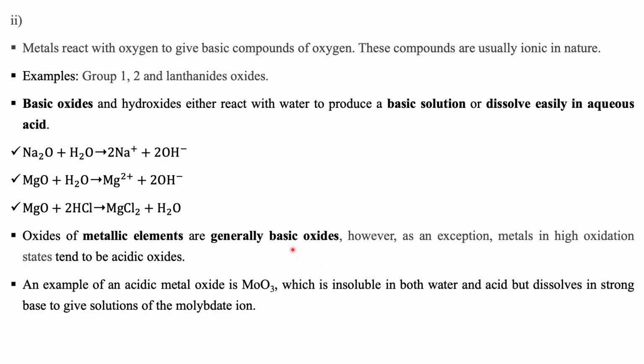Because a basic oxide, when reacting with an acid, should undergo neutralization. So if it is insoluble in water and insoluble in acid, that means it is not a basic oxide, but this one behaves as an acidic oxide because it dissolves in a strong base. As a reaction, when you take this one plus a base, you produce this ion and water.